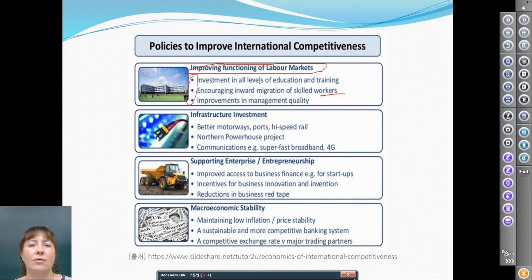And the other one, improvements in management quality. Of course, in general, we have to understand how we can improve the management quality, how we can manage all the process, all the steps in the information and innovation process, all the steps in technology management.